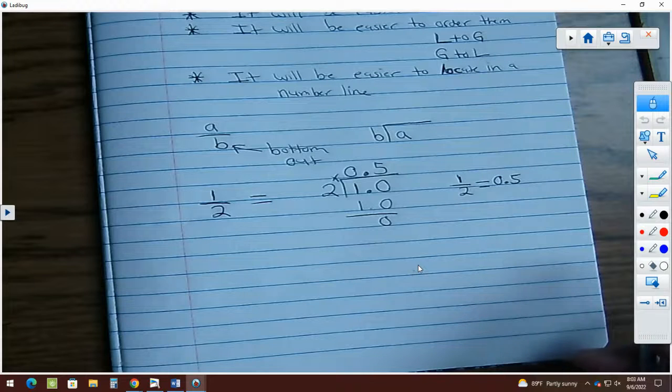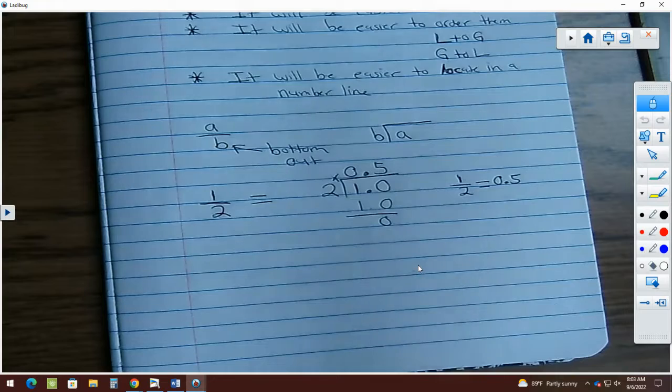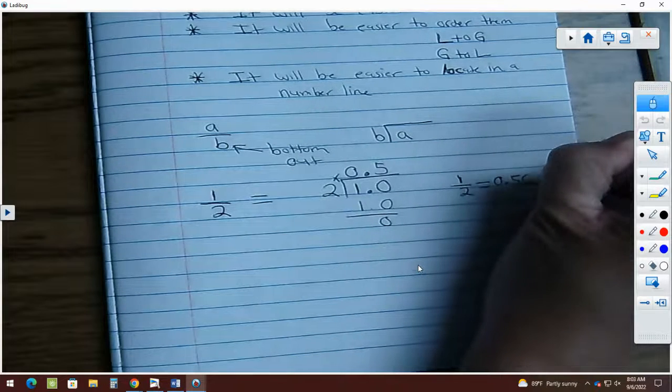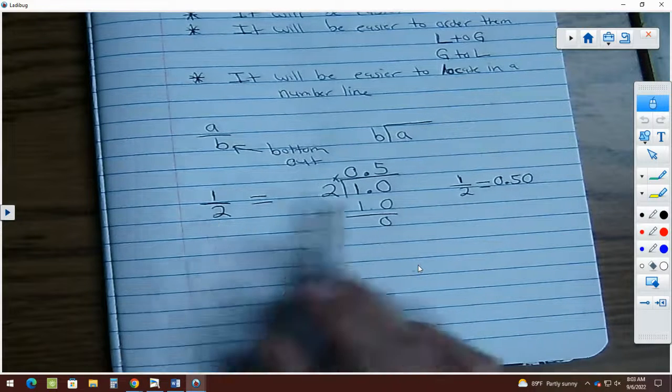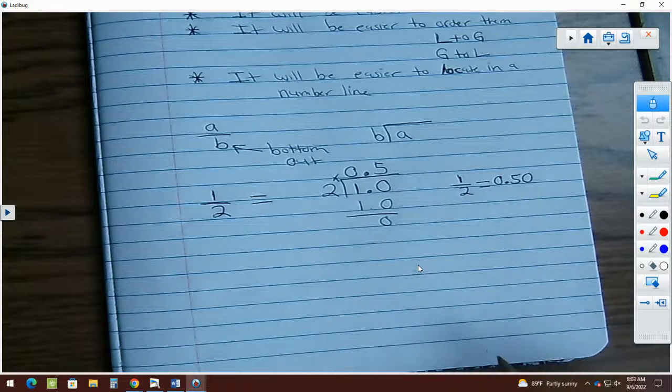So what can I do to this guy so he can look like money? Add a what? No, the decimal was there. Add a what? Good job, Mihai. Which becomes 50 cents. Questions? That's how to go from fraction to decimal.